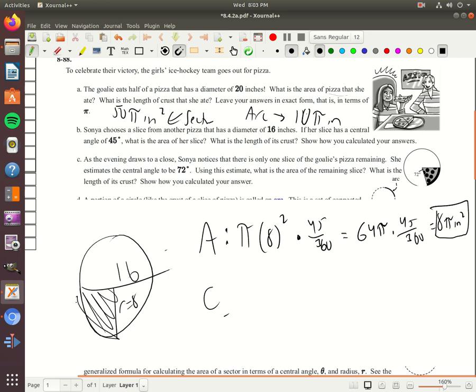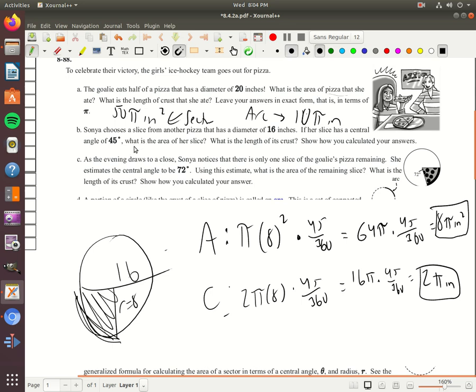But what about the arc? What about the circumference? So again, it's going to be 2 pi r times 45 over 360. And again, this simplifies to 1/8, so it's going to be 16 pi times essentially 1/8, so it'll be 2 pi. But if you don't know that, grab a calculator, multiply it out. 16 times 45 is going to be 720, divided by 360 is going to be 2 pi. And again, we'll just say inches.